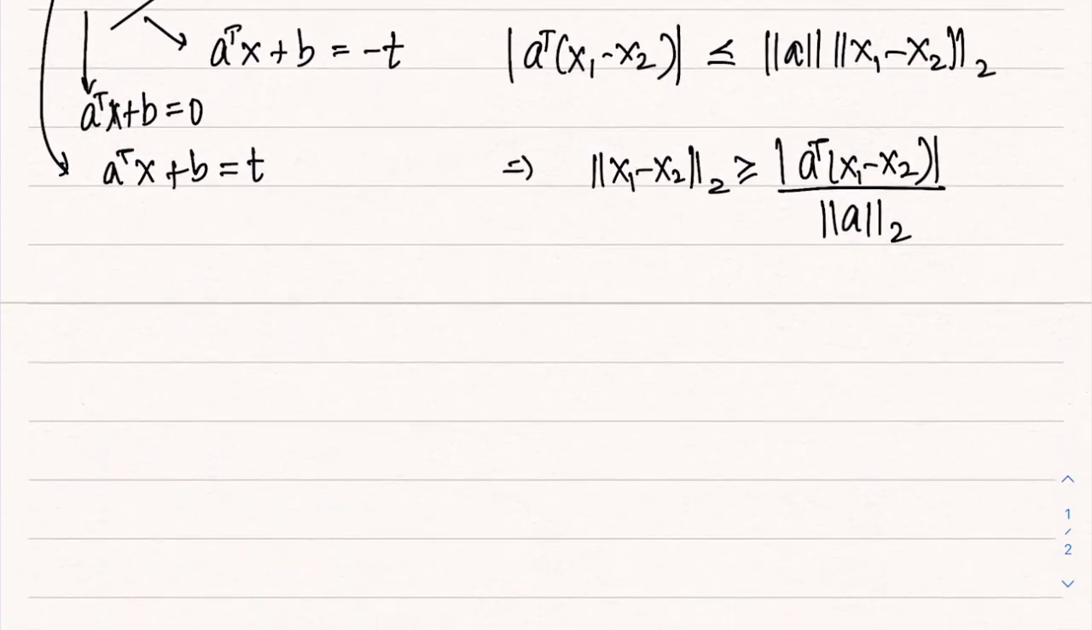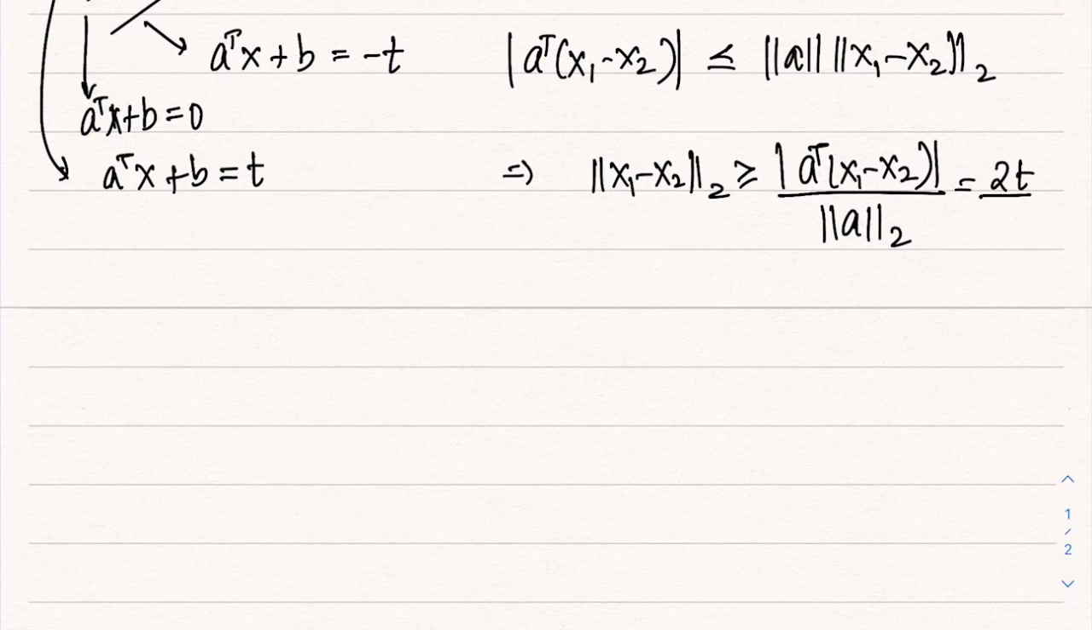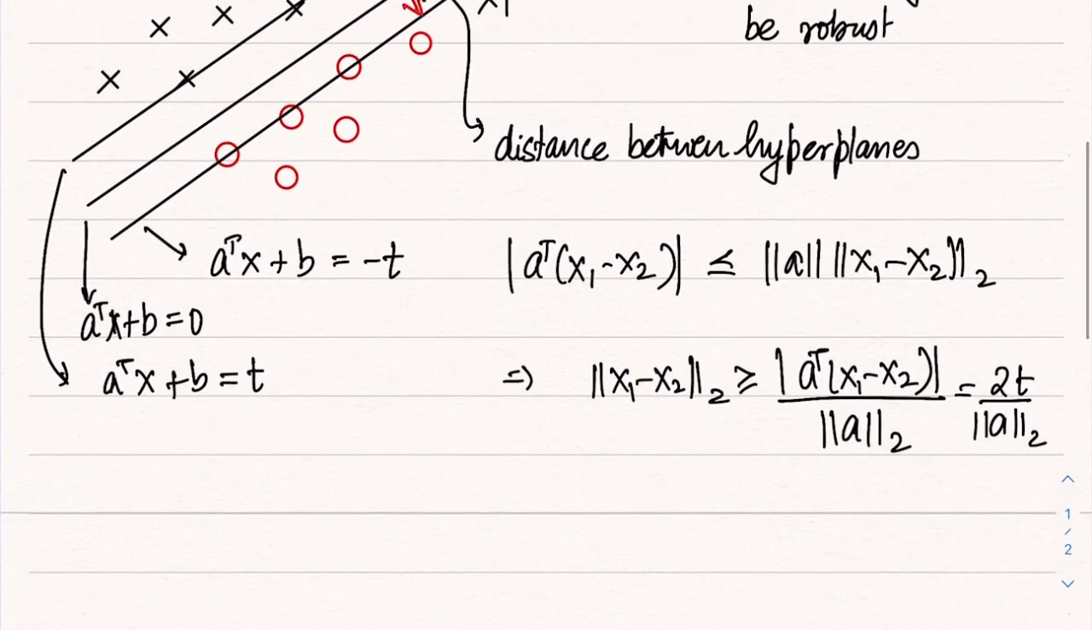We know that this is equal to 2t divided by norm of A, because remember that x1 was on this line, so A transpose x1 plus B was equal to minus t, and A transpose x2 plus B was equal to t. So subtracting these two, we get that A transpose times (x1 minus x2) is equal to minus 2t. So the absolute value is 2t.